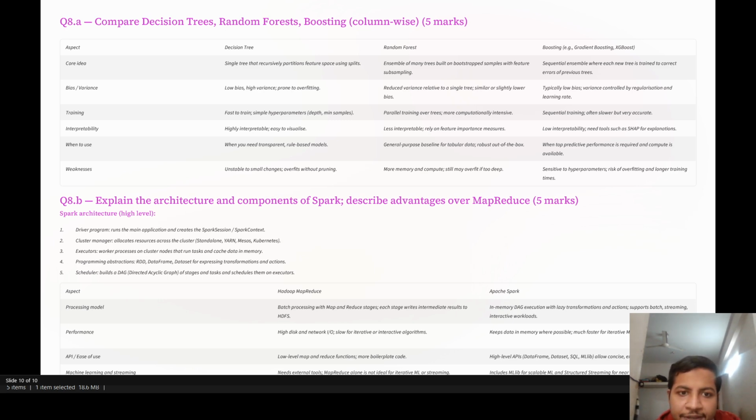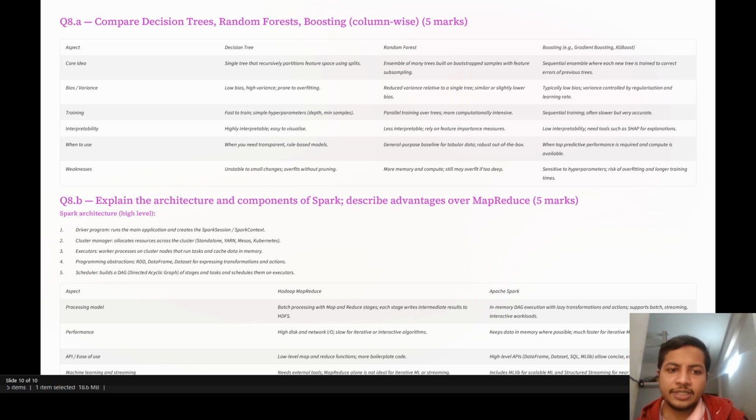Interpretability: decision tree is highly interpretable, easy to visualize. Random forest is less interpretable, relying on feature importance measures. Boosting has low interpretability and needs tools such as SHAP for explanation. When to use? Decision tree when you need transparent rule-based models. Random forest as a general purpose baseline for tabular data, robust out of the box. Boosting when predictive performance is required and compute is available.